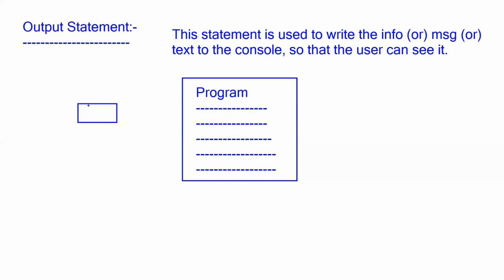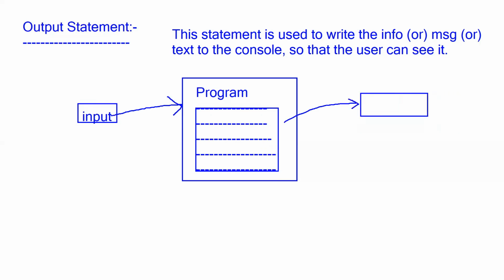Now, for this program, you'll be passing some input. This input will go into the program, and the program has to process that input and then produce some output. The output should be sent to the user. The user has to see that output, right?